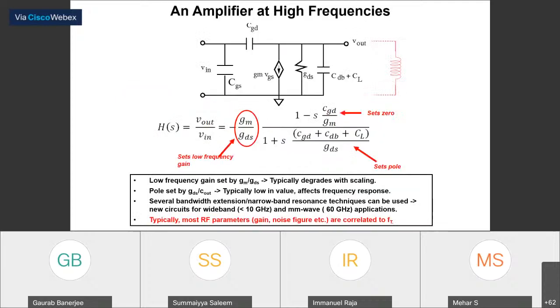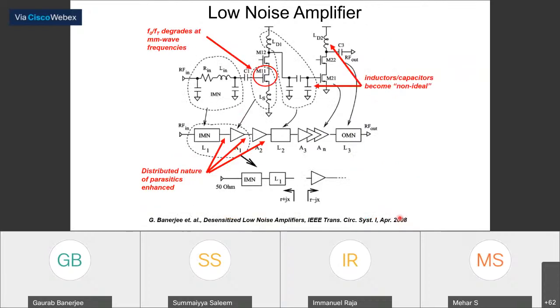And so if you look at an amplifier at very high frequencies, you essentially have capacitors which determine the high frequency response. And so most RF parameters that we are interested in, such as gain and noise figure, are correlated directly to FT. In fact, you can derive relations. So if you look at a conventional low noise amplifier, you would probably have two stages of cascodes with inductors and a bunch of capacitors coupling various stages and so on.